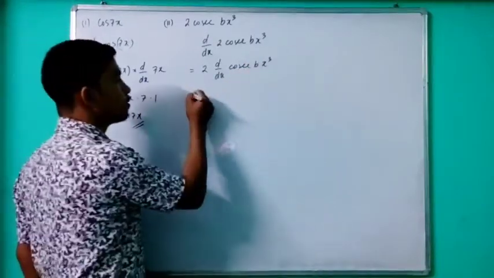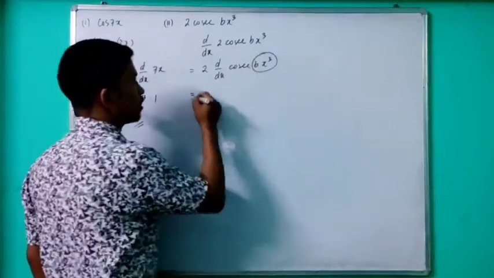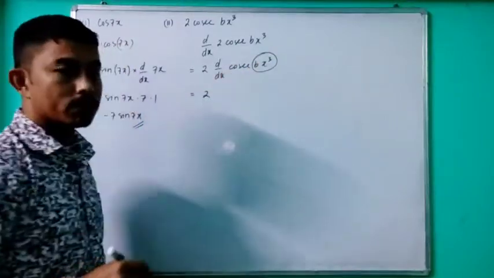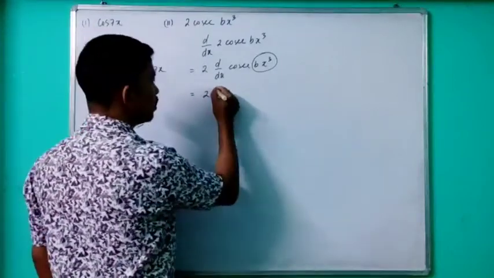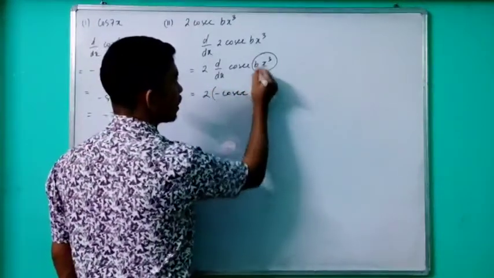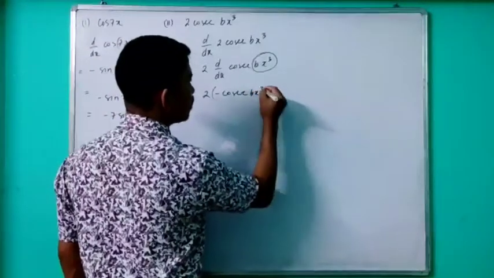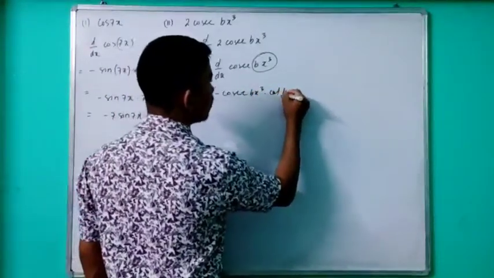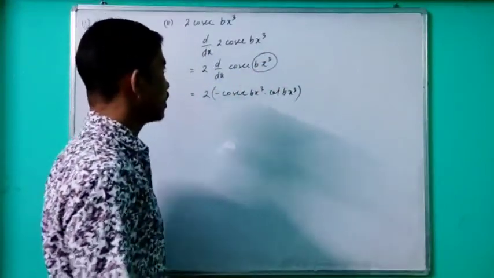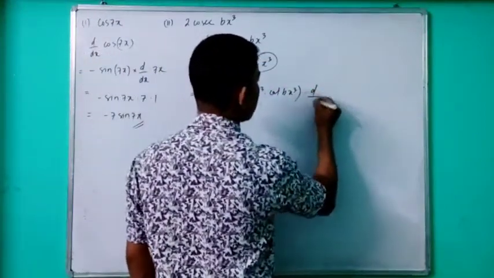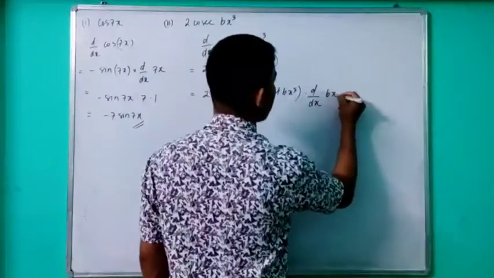So what I do, simply first I consider this thing to be x. So I write, what is the derivative of cosec x? It is minus cosec x cot x. So 2 into minus of cosec of bx cube into cot of bx cube. But this bx cube I considered as x, so I need to differentiate it once again. So d by dx of bx cube.